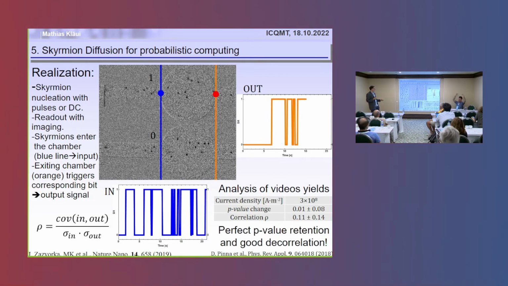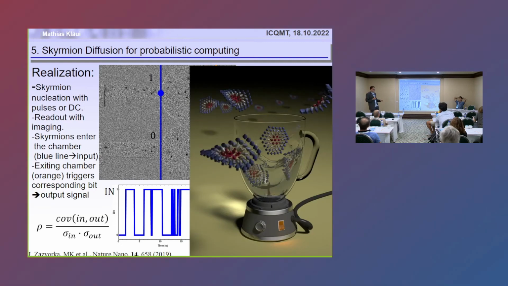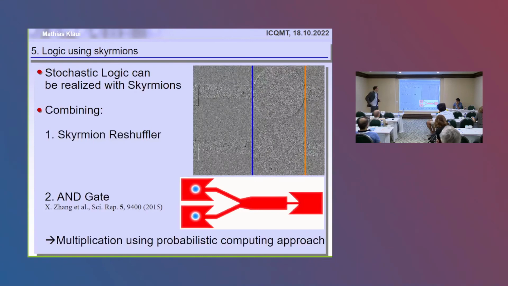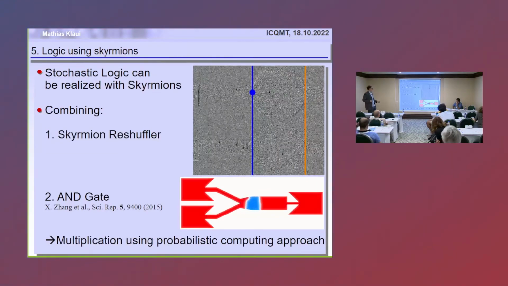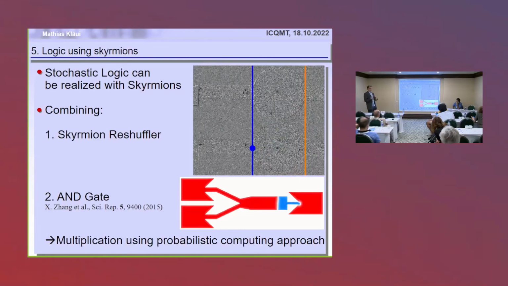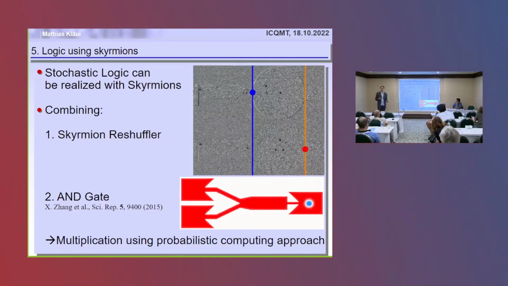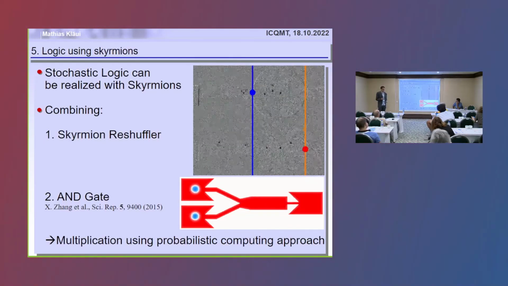And we, of course, tried to make the cover page of Nature Nanotechnology, and we failed, so you get to see this instead. And now you can feed these streams into an AND gate, and then you can have probabilistic computing that does very efficient and very low power multiplication.